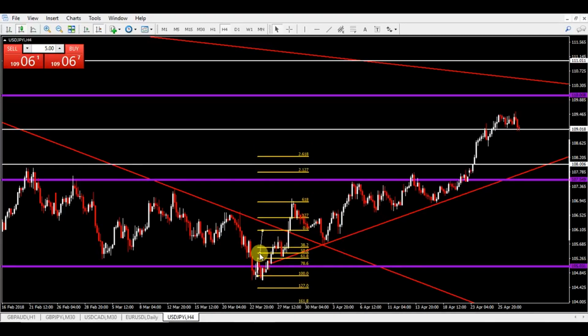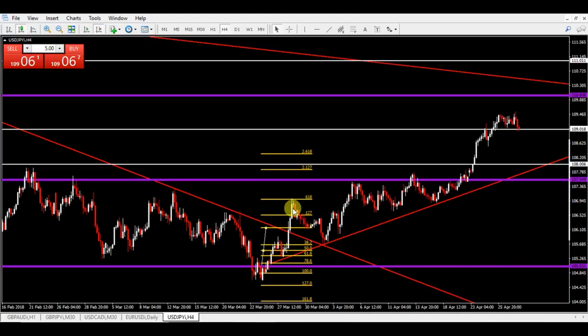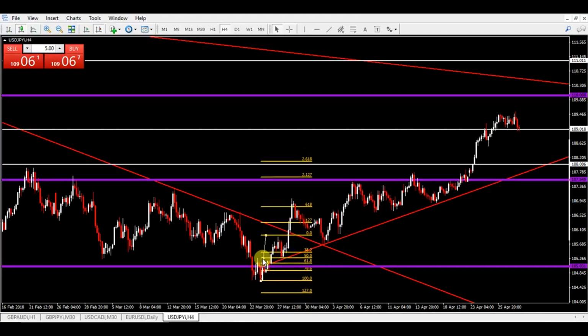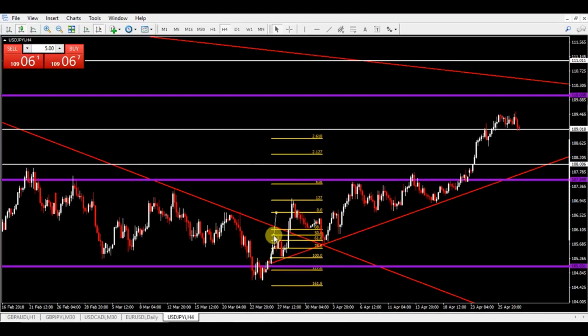When you're drawing your fibs, the C always becomes the new A. And as you see, we have the 2 to 3 candlesticks that formed right here to the right and to the left. So now we have already identified the C, which was at the 50% retracement. So now the C becomes a new A.